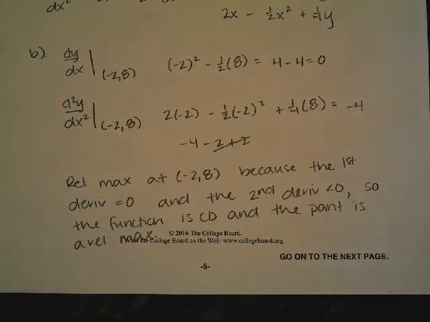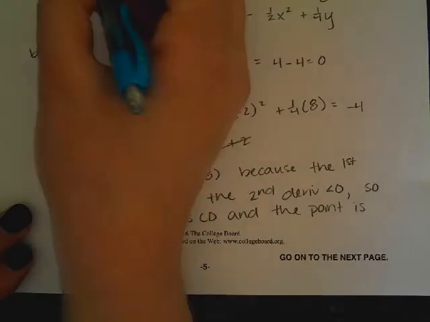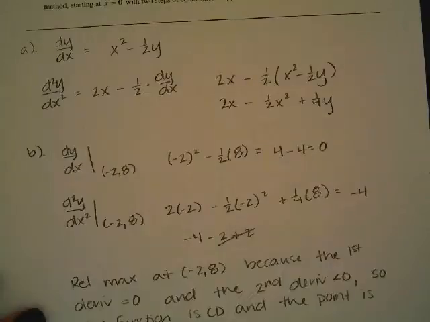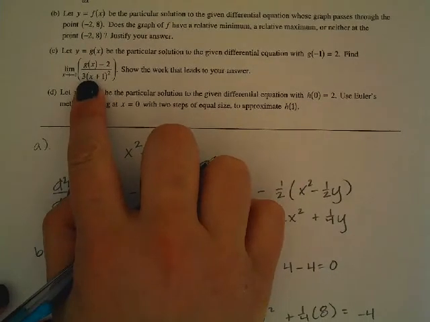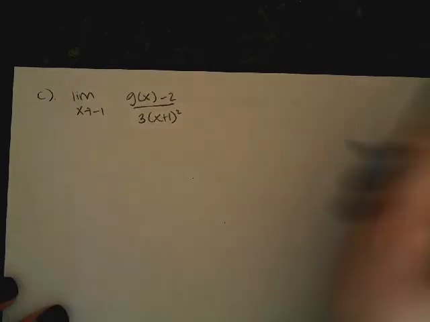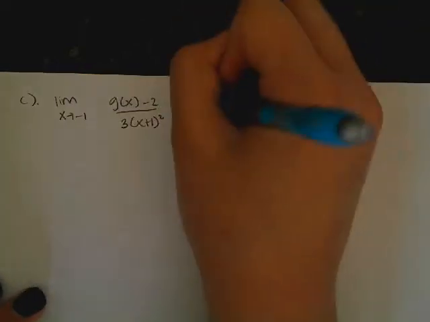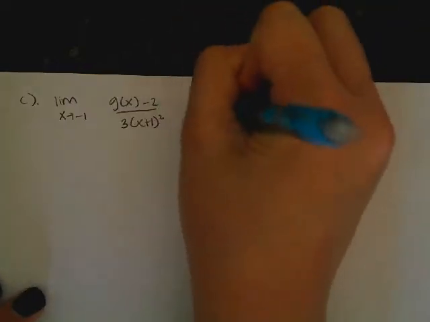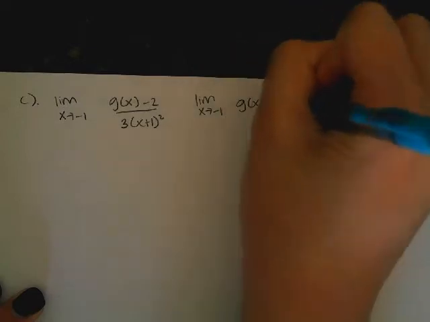Okay, next question says to find the limit, and we're finding, here it is, the limit of this, and we're using that g of -1 is 2. So I've got the limit as x approaches -1 of (g of x minus 2) over 3 times (x plus 1) squared. So anytime I think that this has the potential to be a L'Hopital problem, then I'm going to go ahead and make sure my notation is good. So I'm going to say the limit as x approaches -1 of g of x minus 2.